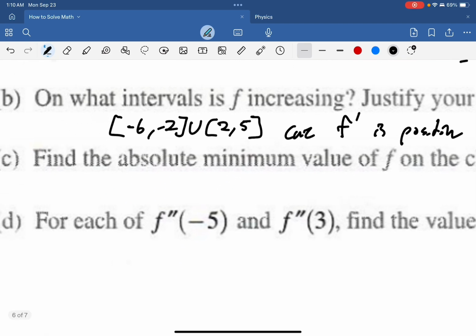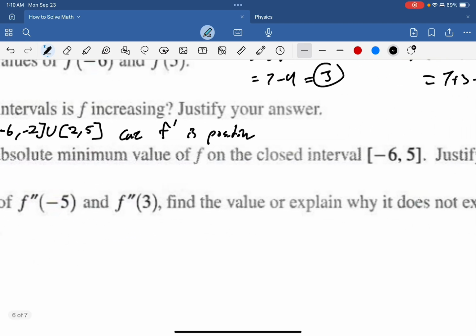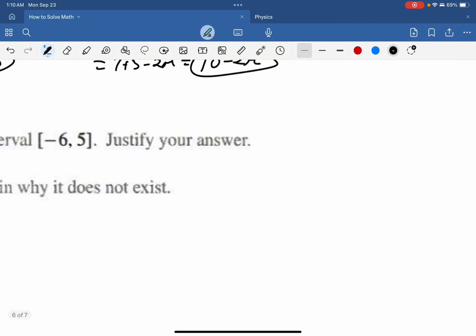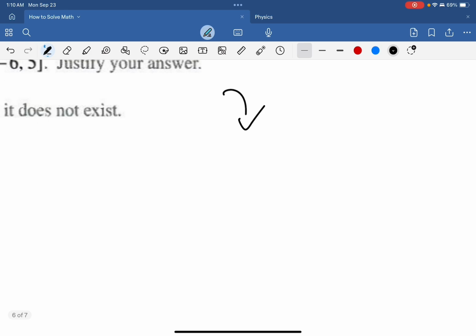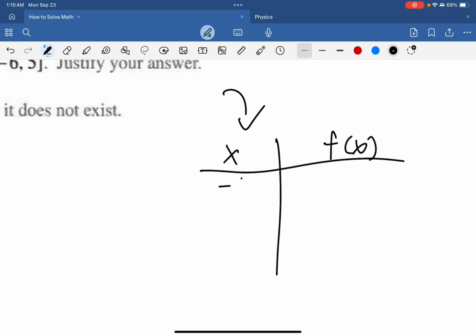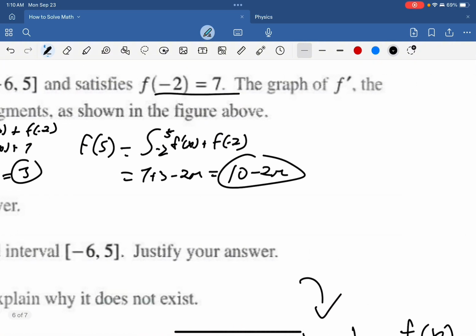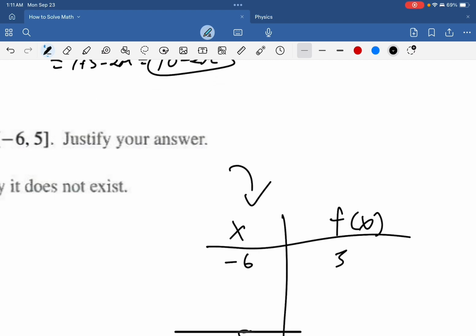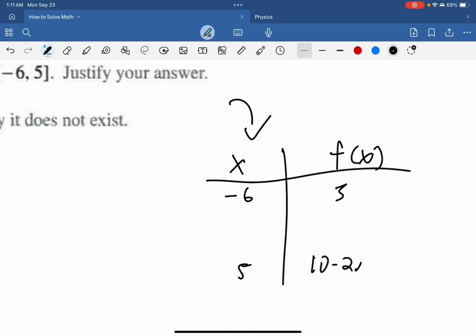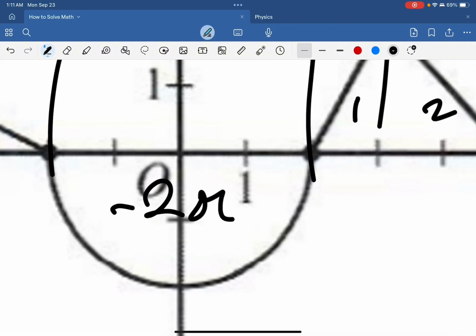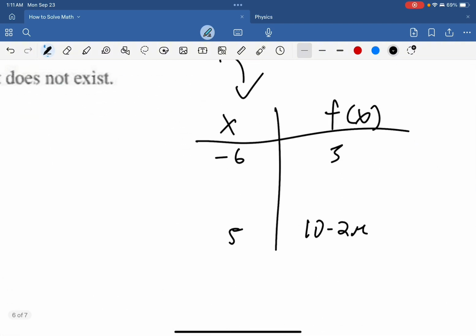You get full points. Find the absolute minimum value of f on the closed interval from negative 6 to 5. Justify your answer. Now we're gonna do another candidates test. So let me just move this down here. X to f of x, and we know our endpoints are gonna be negative 6 and 5, and we already got those over here. So that's gonna be 3 and 10 minus 2 pi. And our critical points are going to be when f prime is 0, so negative 2 and 2. So let's bring that down here.